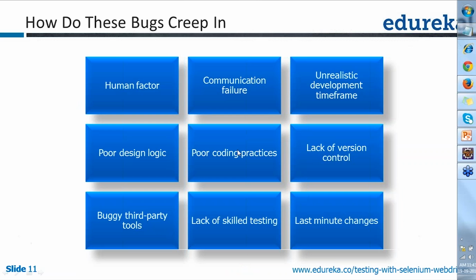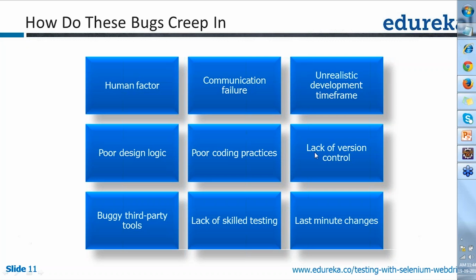These are the reasons by which a bug is introduced or creeps into our application. It can be a human factor, or a communication failure. When I say communication failure, it can be a requirement communication failure as well. It can be an unrealistic development time frame, a problem you might have already felt.